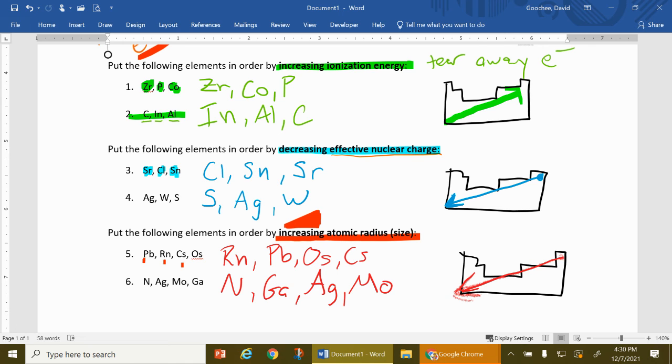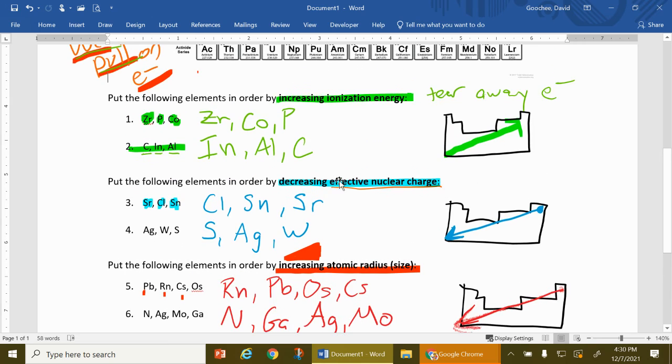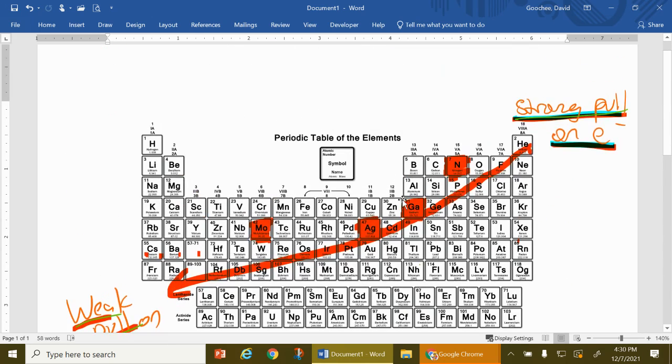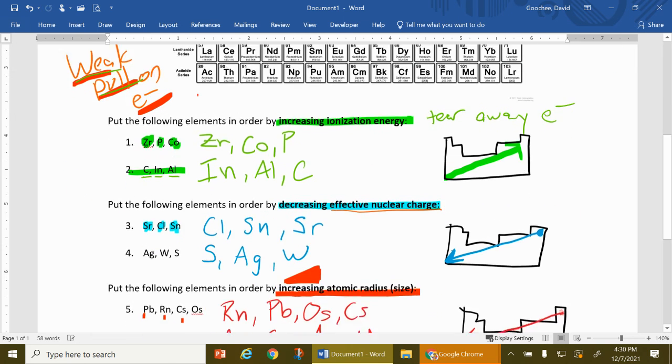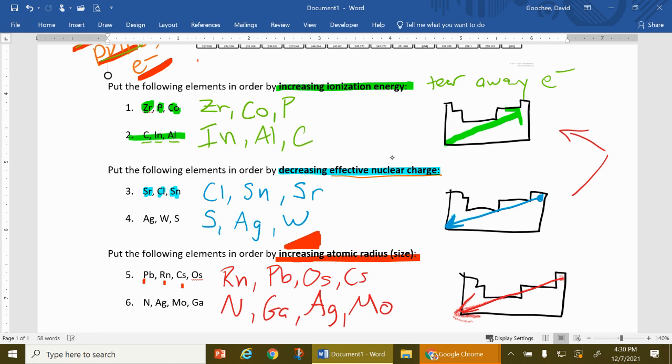Okay, guys, so this is how the trends work. Again, first thing you want to do is identify the overall trend on the periodic table and figure out which direction you're going. Use a little sketch to identify the direction that you're going to help you out. And then put the elements in order according to that trend.